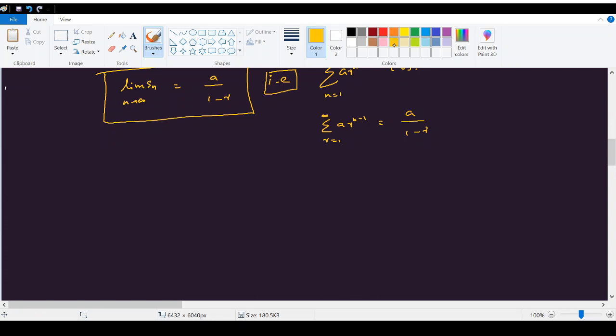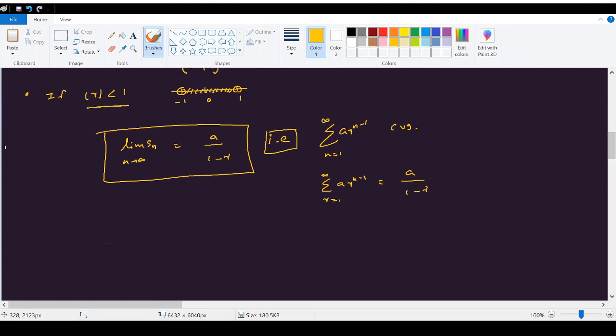And also there's one more thing. If the modulus of r is greater than or equal to 1, then the partial sum sequence will diverge, and that means the geometric series will also diverge. Now this is a very important result that you have to remember.